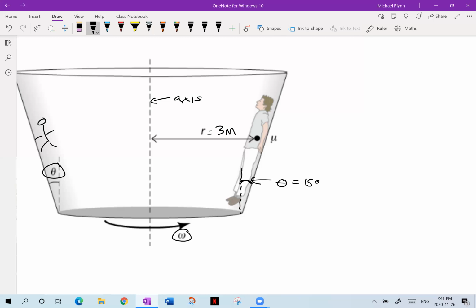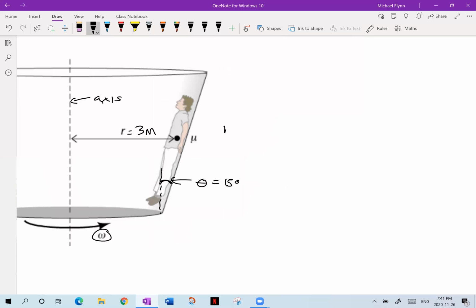Now, given that information, how fast does it have to spin so that the guy doesn't slide down the wall? Okay. So what is again, the minimum speed so he doesn't slide down? Okay. So he stays on the wall.